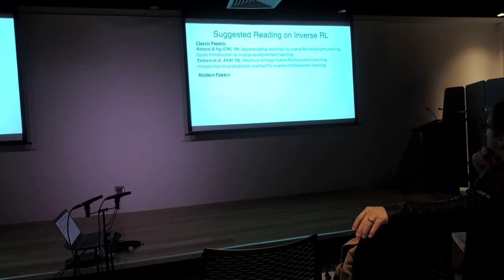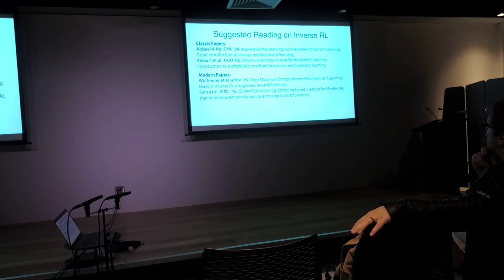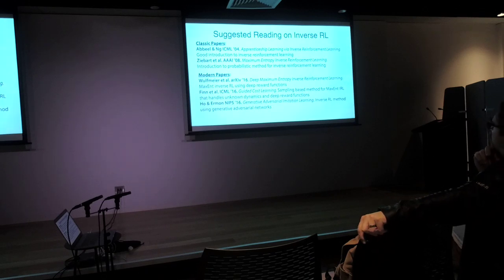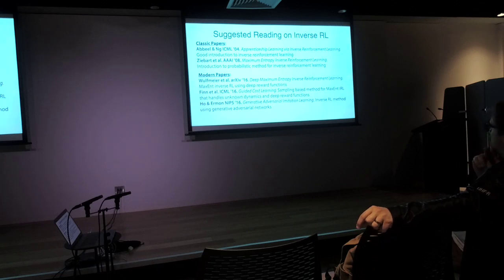As for some more modern papers, this paper by Markus Wulfmeier showed how you can use MaxEnt inverse RL using deep reward functions and known dynamics. Here is the guided cost learning paper that can handle unknown dynamics. And here is the generative adversarial imitation learning paper that uses GANs with inverse RL.